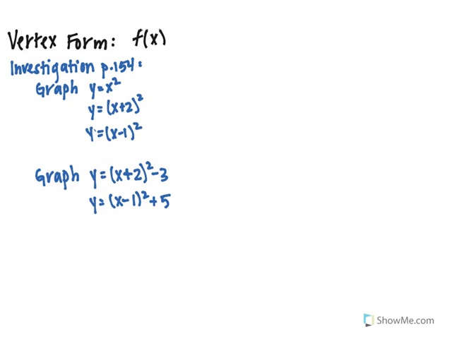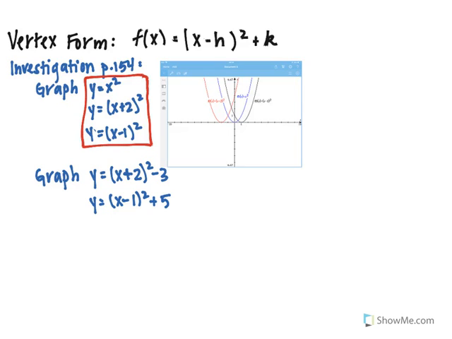Now let's talk about our last form of quadratic function. This form is called our vertex form, and this should be pretty clear to you once we look at an investigation here. So our vertex form, I'm actually going to change it, x minus h squared plus k. So we're going to see what these two parts do to our graph. So what I would like you to do is graph these equations on the same graph. So x squared, our parent function, x plus 2 squared, and x minus 1 squared.